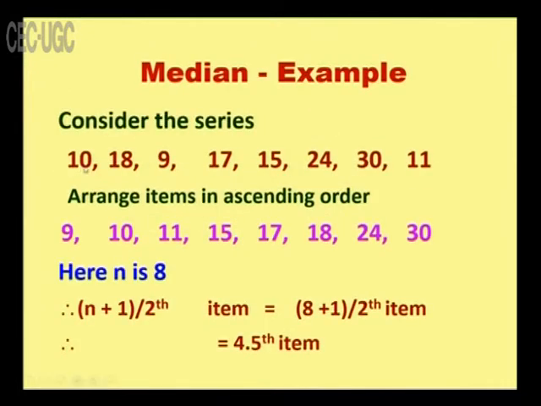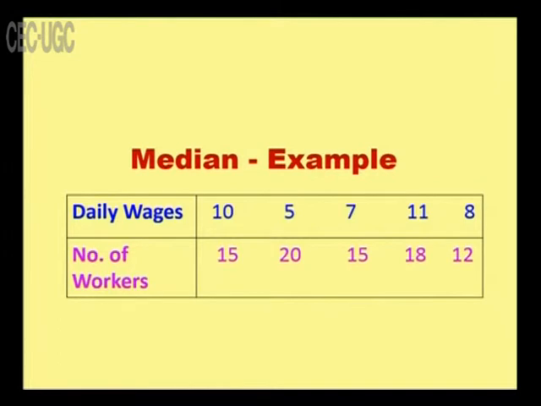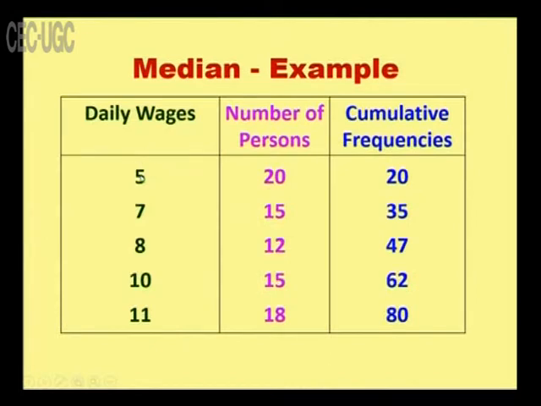So, in these two cases, the data set is somewhat simple, ungrouped. And in case it is grouped data, how can we find the median? In this example, the daily wages and the number of workers are given, and the daily wages are 5, 7, 8, 10, something like that, and we are calculating the cumulative frequency. That means, the cumulative frequency of one particular interval is the sum of all the frequencies before that, so 15 plus 20, that is 35, and 35 plus 12, that is 47. In that way we can calculate the cumulative frequency.